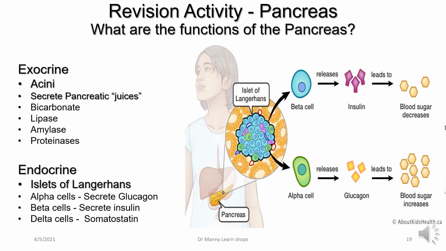As an endocrine organ, the islets of Langerhans have alpha cells, beta cells, and delta cells. The alpha cells, or the A cells, secrete the hormone glucagon. The beta cells, or B cells, produce insulin and are most abundant of all the islet cells. The delta cells, the D cells, secrete the hormone somatostatin, which is also produced by other endocrine cells in the body. In the pancreas, however, somatostatin inhibits the secretion of pancreatic hormones such as glucagon and insulin.